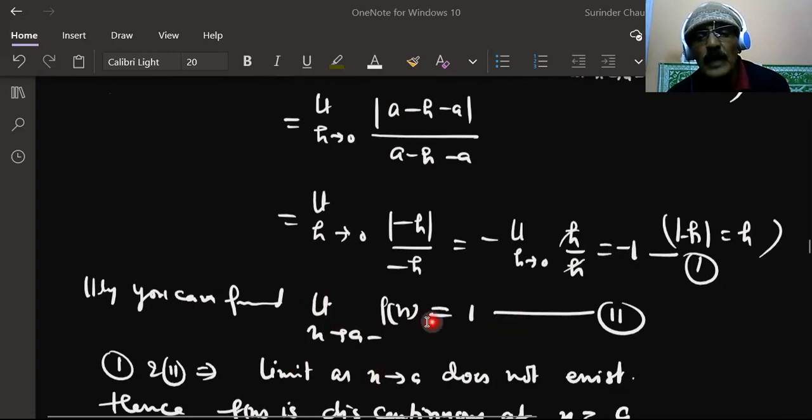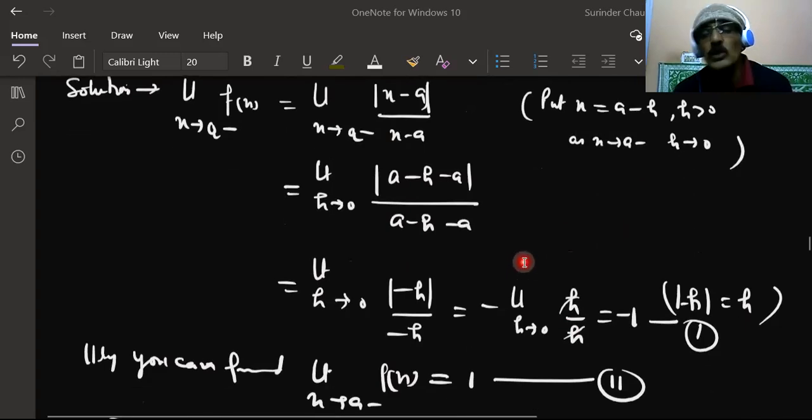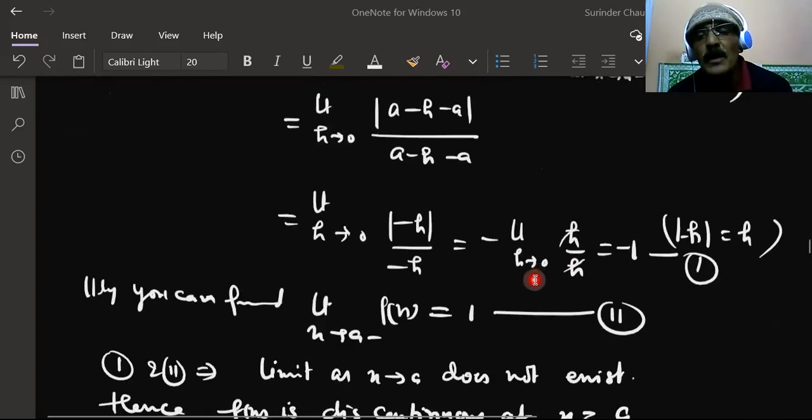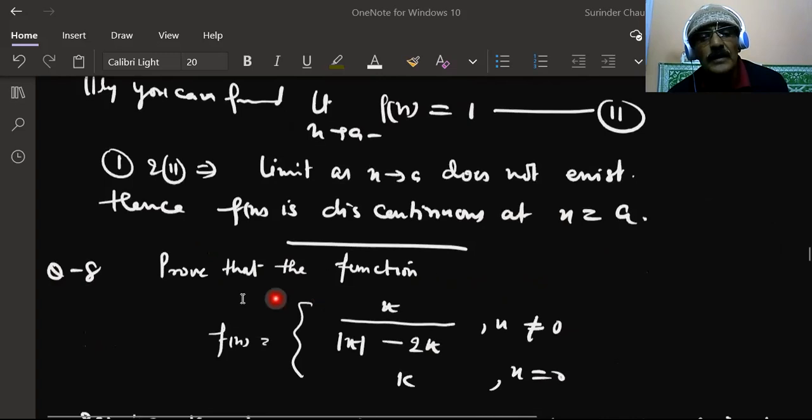The left limit is minus 1, the right limit is 1; both the limits are not equal. So this function is not continuous at x equal to a, and has a discontinuity of the first kind at x equal to a. The limit doesn't exist, therefore it is discontinuous and has a discontinuity of the first kind.